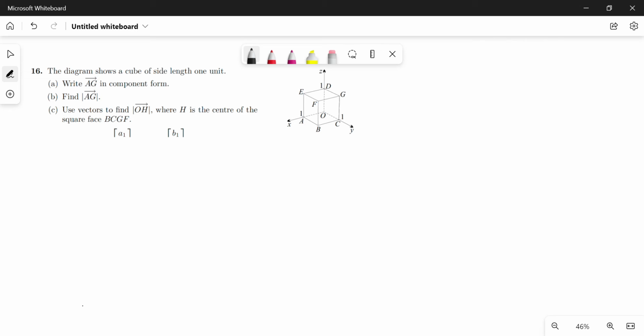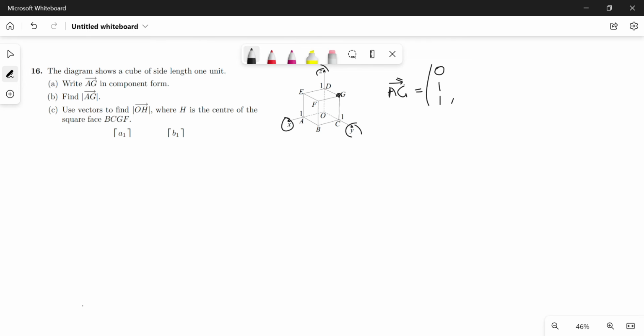Alright, so firstly we want to find AG. If we have a look at AG, we just want G, take away A. If you look at G here, we've gone across the X, so this way is the X, it's gone in that direction 0, but it has gone 1 to the right, which is the Y, and it's also gone 1 up, which is the Z.